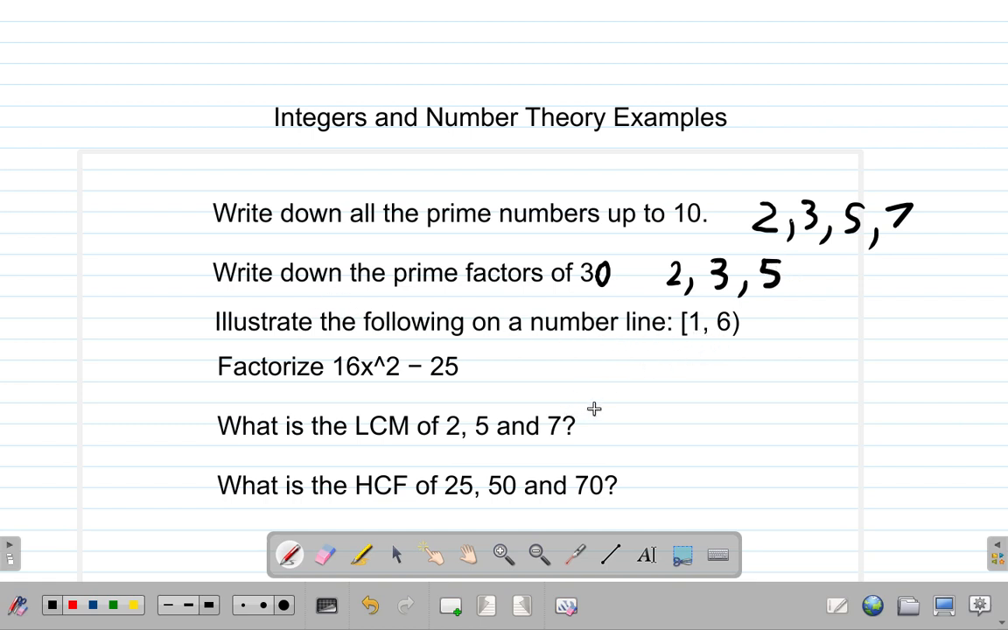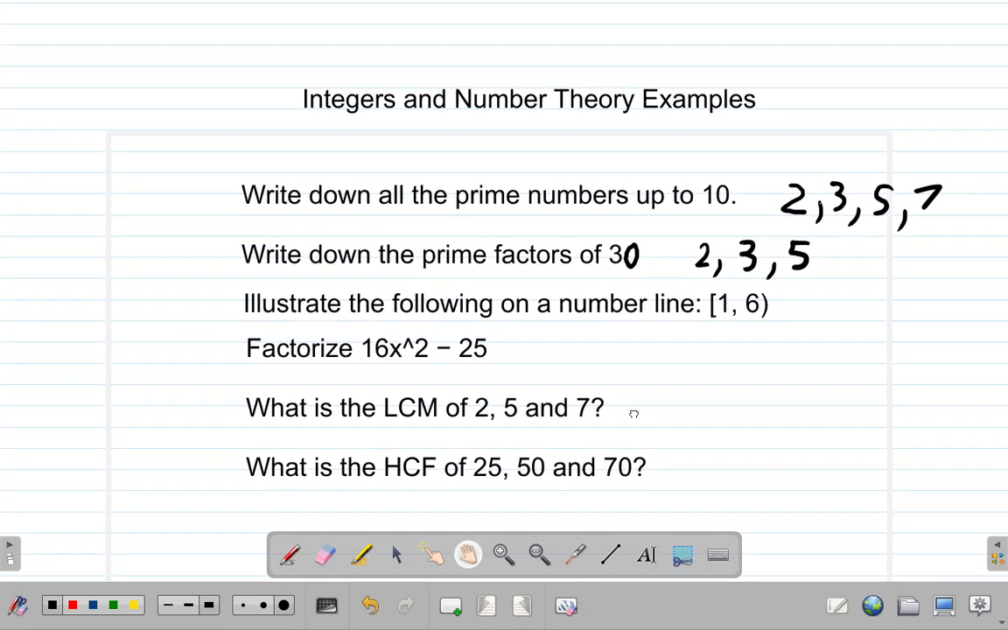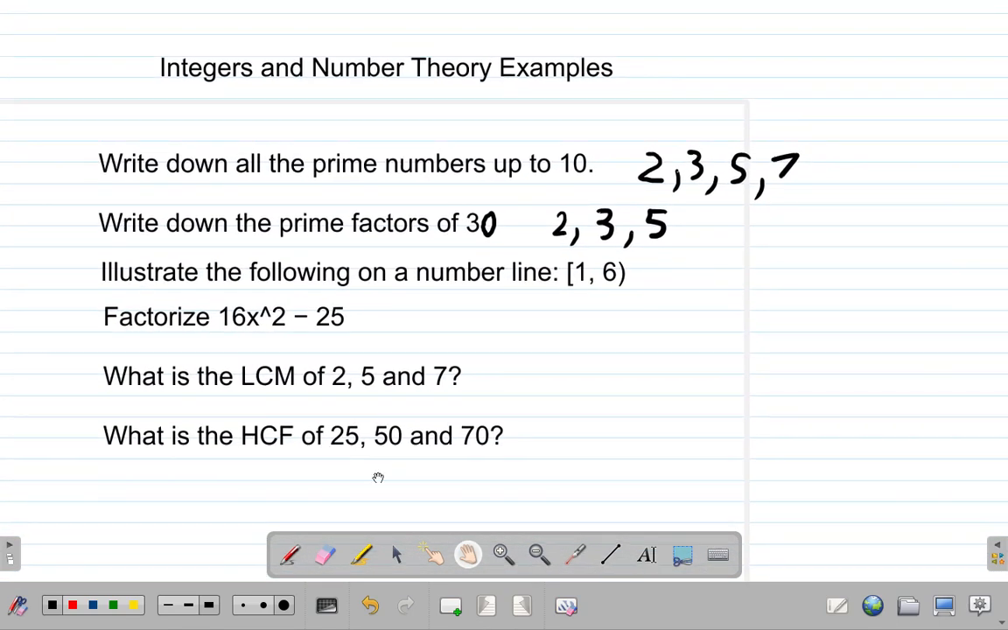Illustrate the following on a number line. Let's see how this would work. The number line. So you have a number line here, and you have 0, 1, 2, and so on and so forth. Negative 1, negative 2. Alright. You are at 1. Good. So you have 3, 4, 5, 6 is here.